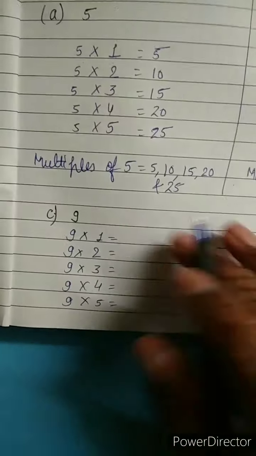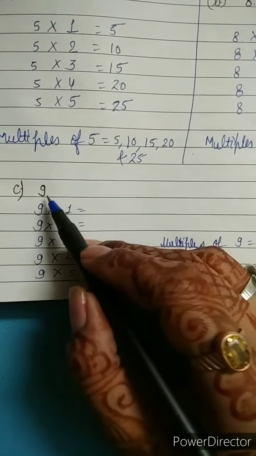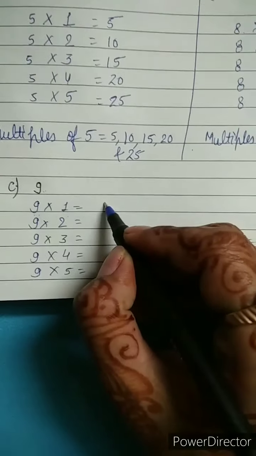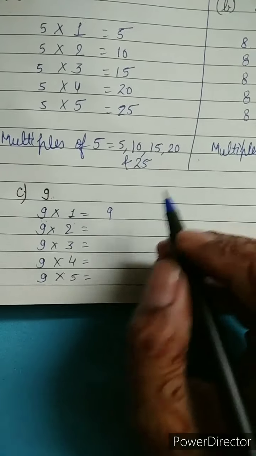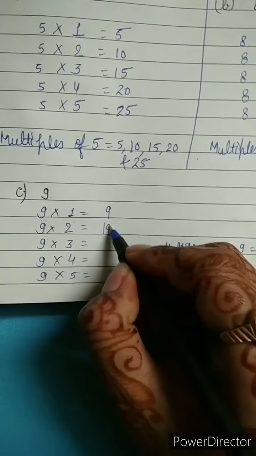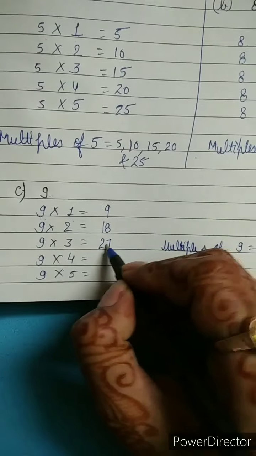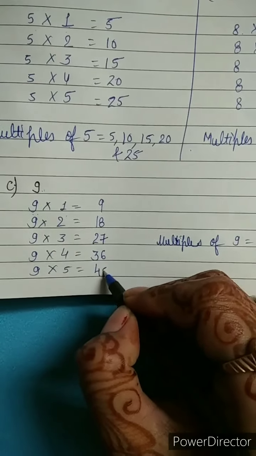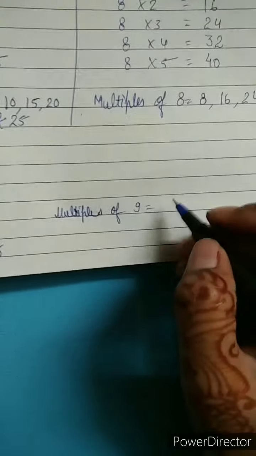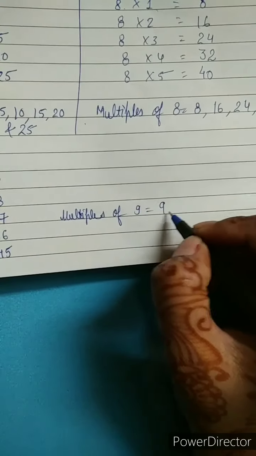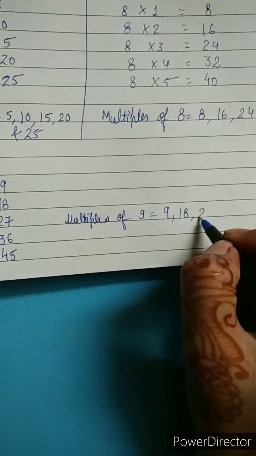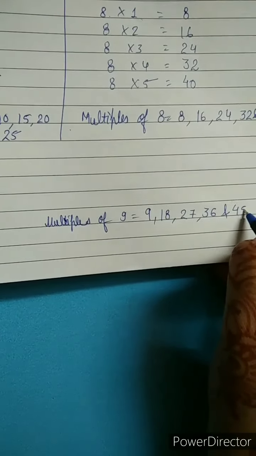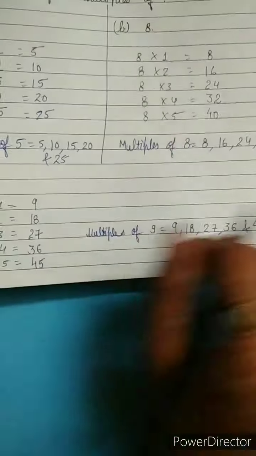Question number 2, C, we have 9. We have to write the first 5 multiples of 9. 9 1s are 9, same as previous. 9 2s are 18, 9 3s are 27, 9 4s are 36 and 9 5s are 45. So multiples of 9 are 9, 18, 27, 36 and 45. Okay.